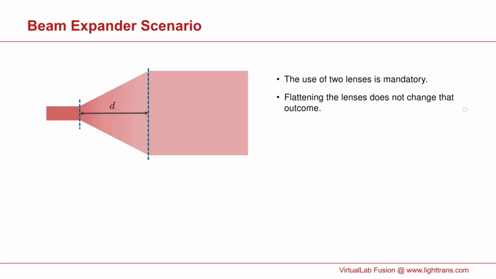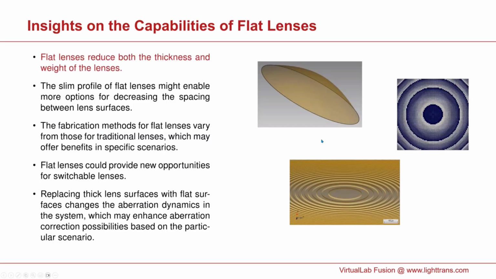Based on these observations and additional factors, we arrive at the subsequent conclusions about the capabilities of flat lenses. For sure, flat lenses reduce both the thickness and the weight of lenses. That's what we need to expect, and that is a major reason we do it.